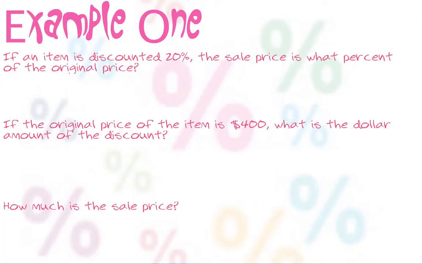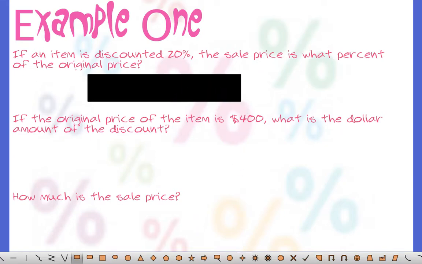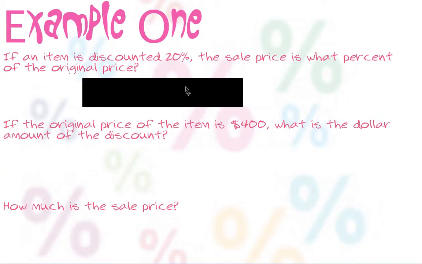Alright, so in example 1, we have an item that's discounted 20%. We want to know then the sale price is what percent of the original price. So what I'm going to do is draw you a picture here so you can take a look at what we're talking about. So if I have my tape diagram, and actually let me make a different shape here so it's not colored in.